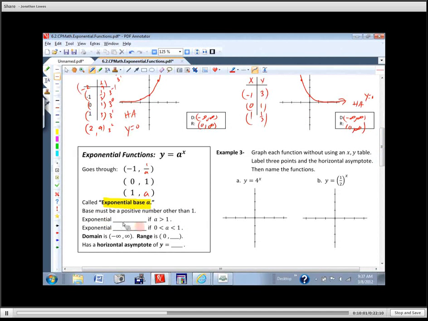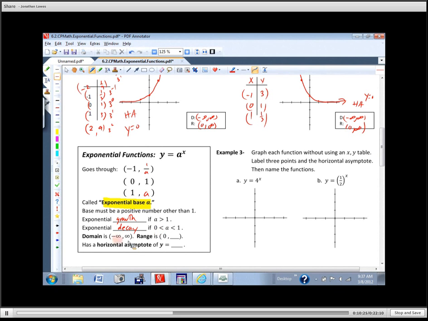Exponential growth if the base is bigger than 1. So like we had up here, we had 3 to the x, exponential base 3, that was growth, and 1/3, that was decay. It's exponential decay if the base is between 0 and 1. So if you've got a fraction or a decimal between 0 and 1, it's going to start big and get small. It's going to decay or shrink in size.